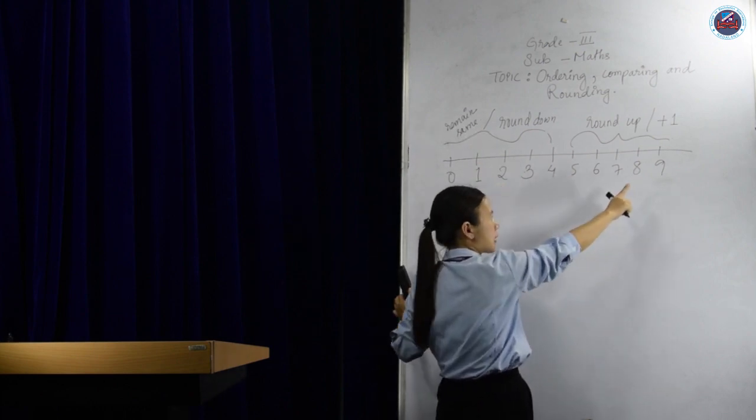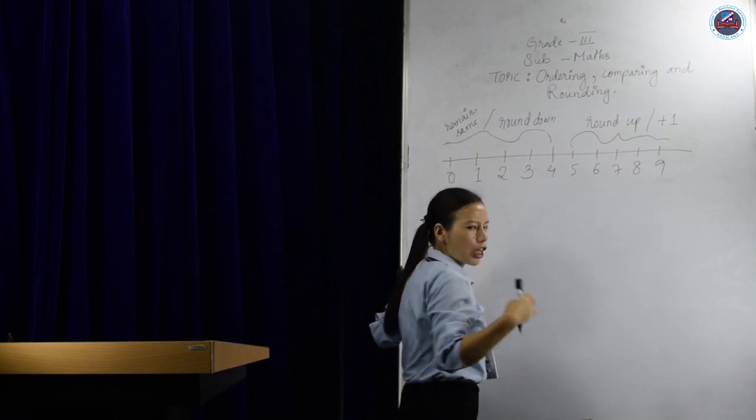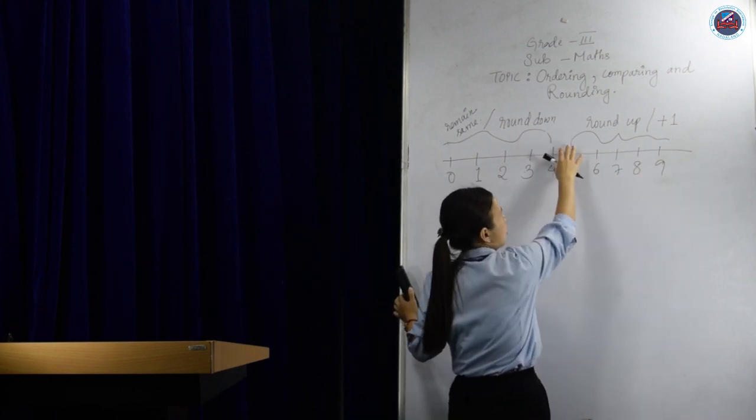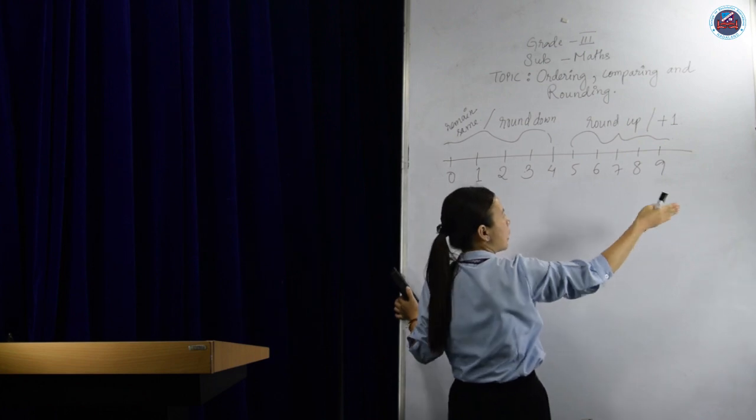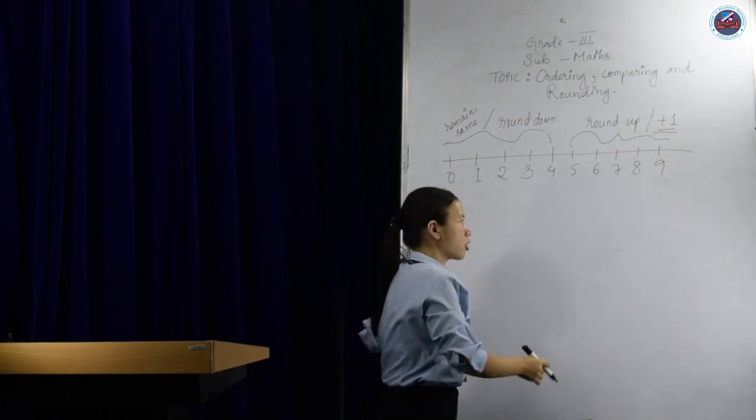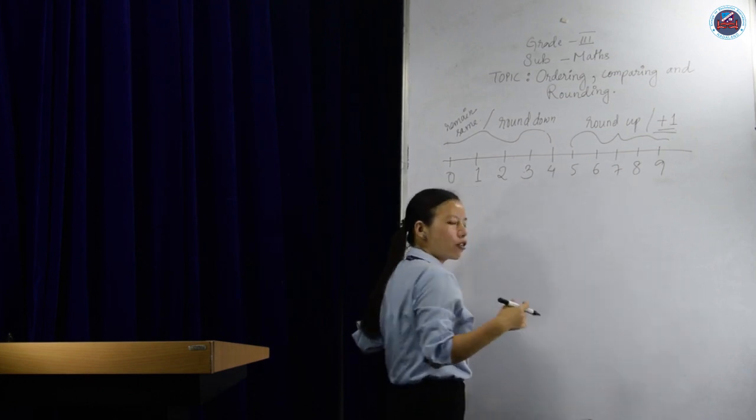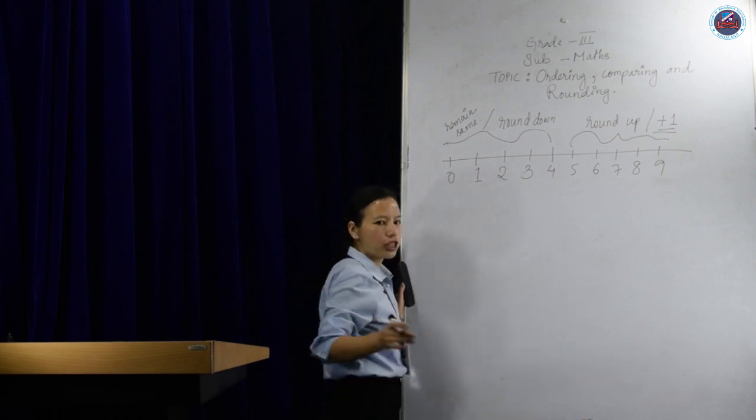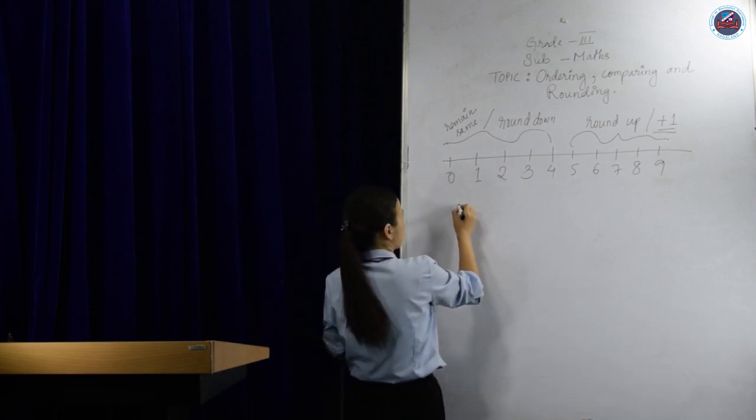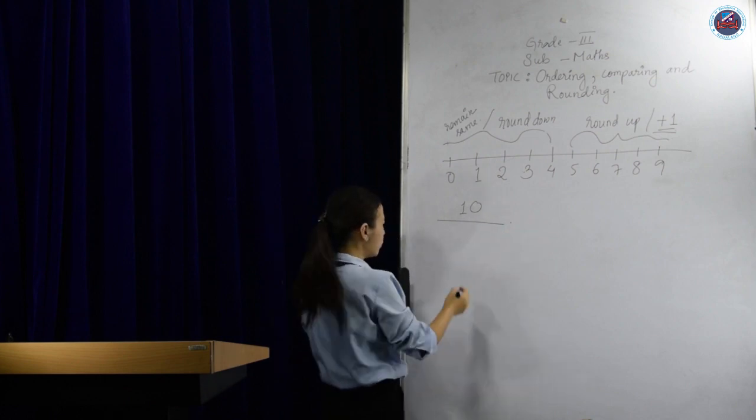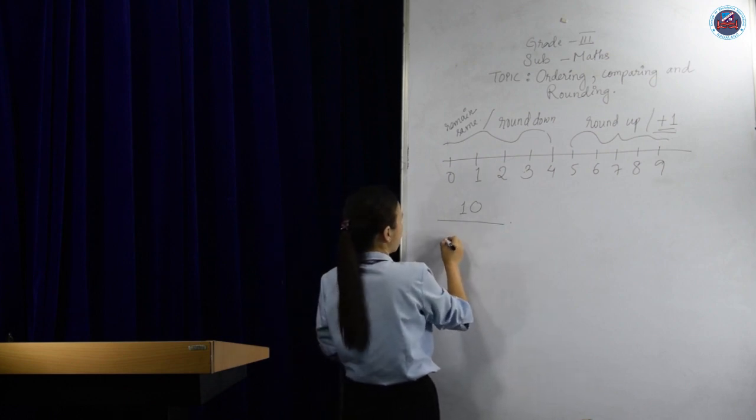Now the second rule says if your digit is equal to 5 or more than 5, round up to the next number, or increase by 1. So these two rules we're going to use to round off to the tens place and the hundreds place. Now let's go to the 10 first. For the 10th place, let's take an example.